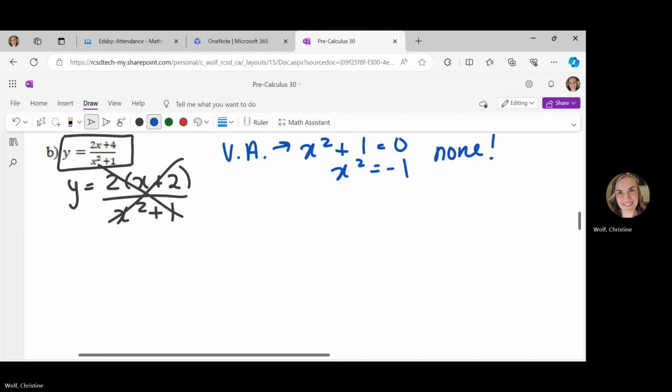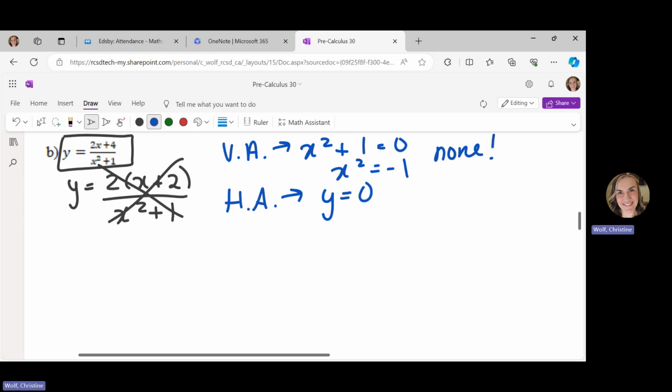Okay? Let's see what happens with the horizontal asymptote. Horizontal asymptote, let's do the easy way. Let's compare our degrees. If I look at my numerator and denominator degrees, the bottom one is bigger. If you go back to our notes yesterday, when the denominator is bigger, there is immediately an asymptote at y equals 0. Remember, you have to memorize those, okay?